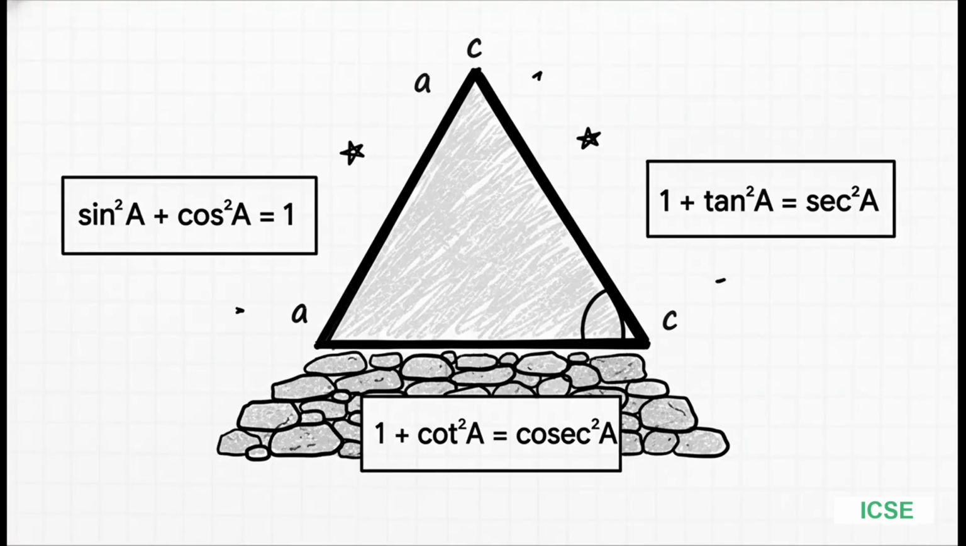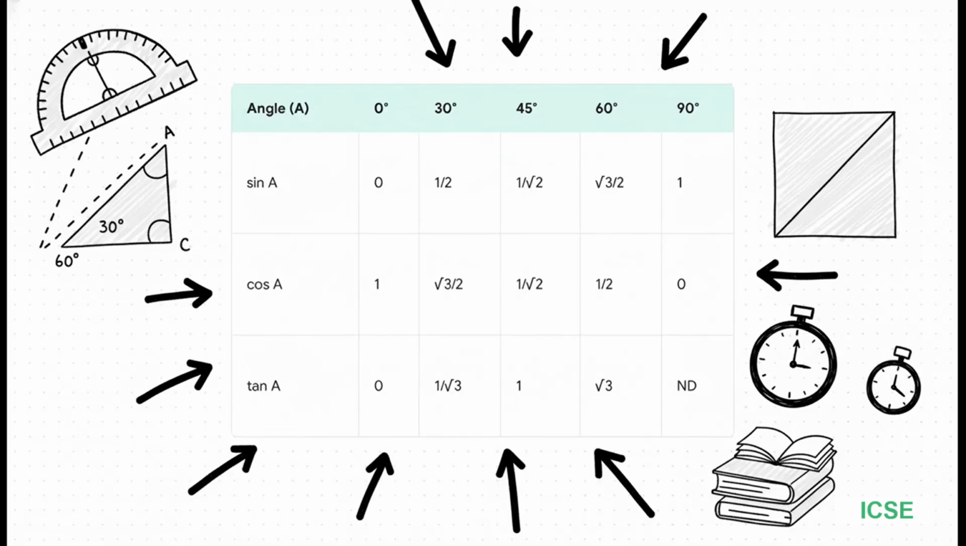These 3 identities, they are the absolute foundation of trigonometry. They're called the Pythagorean identities, and pretty much every complex proof or problem will boil down to using one of these 3. You have to know these by heart. They're totally non-negotiable.